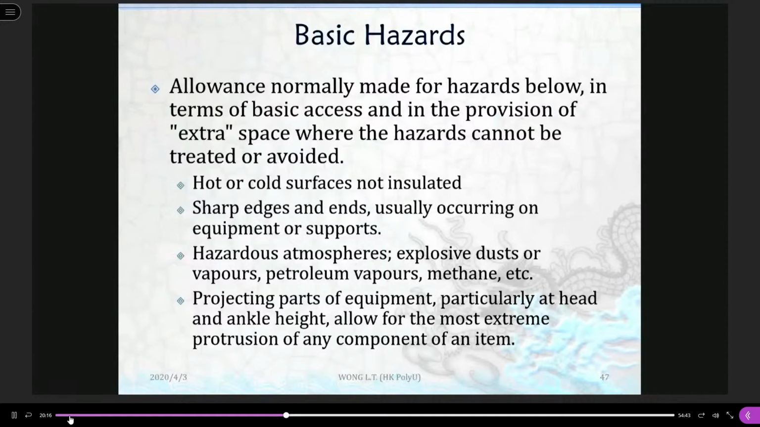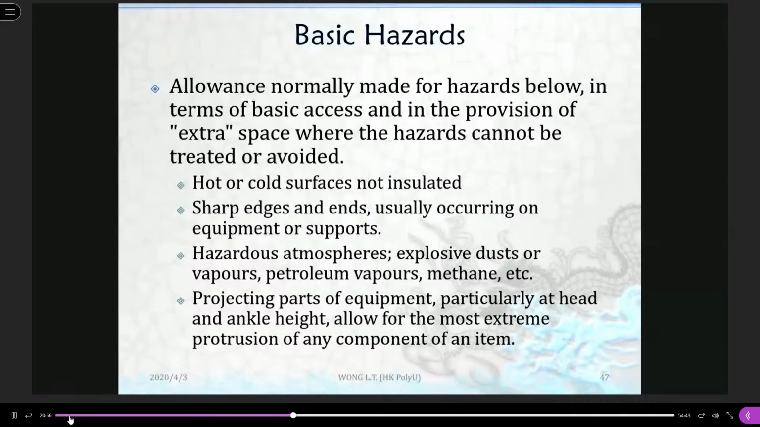For the basic hazards, I have a list over there. Allowance is normally made for the hazards below in terms of basic access and the provision of extra space where the hazards cannot be treated or avoided. If avoided, that's okay. If not, we need additional space for safety concerns. Say the hazards that are typically hot surfaces, cold surfaces without insulation. The pipework with no insulation is very hot. Boiler room, sharp edges, ends that cause injury, skin injuries usually occurring on equipment supports. So we need space for protection.